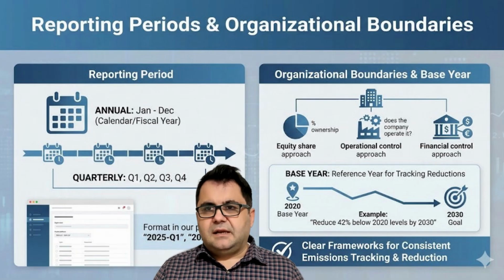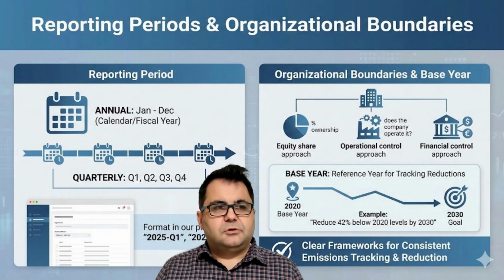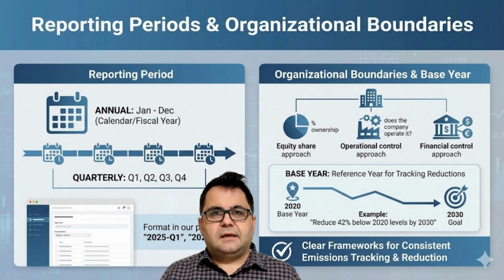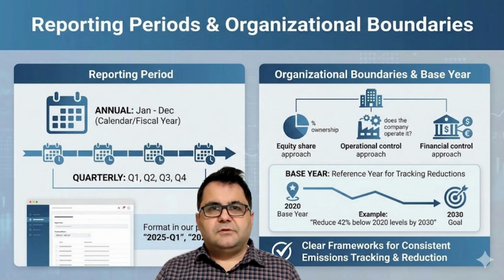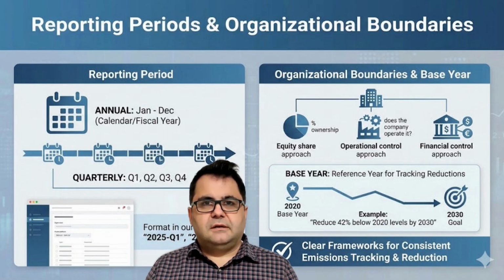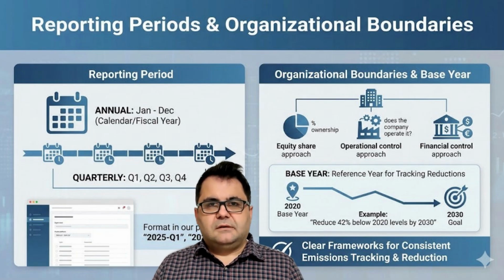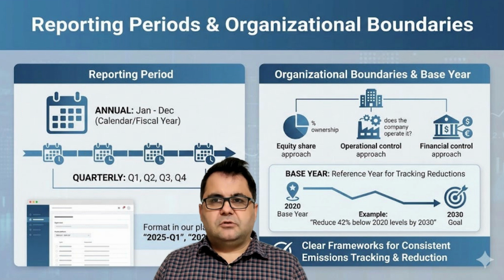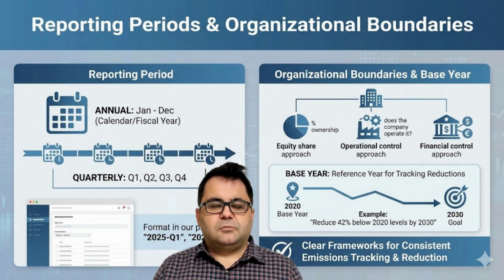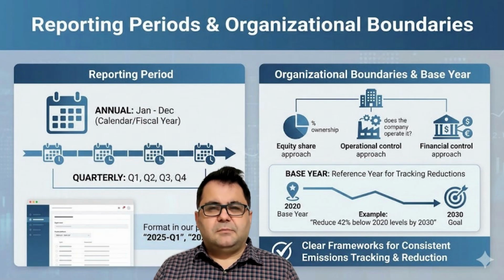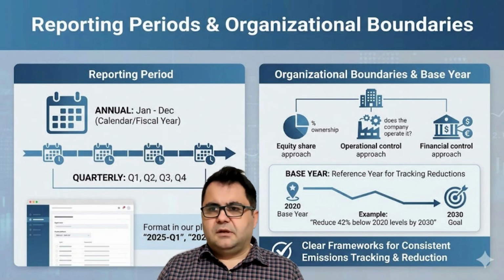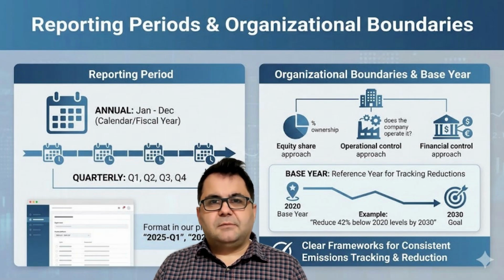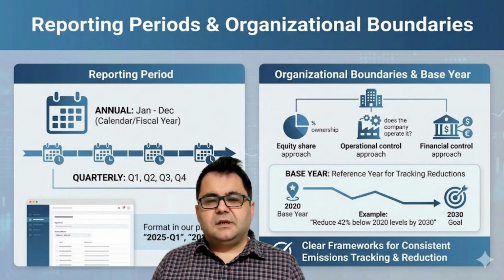In carbon accounting, time matters. Companies report emissions for specific periods, usually annually for official disclosures, and quarterly for internal tracking. In our platform, we'll use a format like 2025 Q1 for quarterly periods. This lets us aggregate and compare over time. Companies also need to define their organizational boundary, which entities and operations are included. And they set a base year as a reference point. For example, a company might commit to reducing emissions 42% below 2020 levels by 2030. The base year lets them track progress. In our database, we'll store the company's base year and calculate reductions against it.